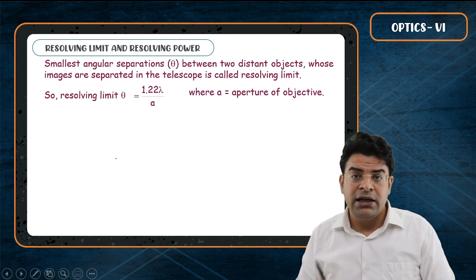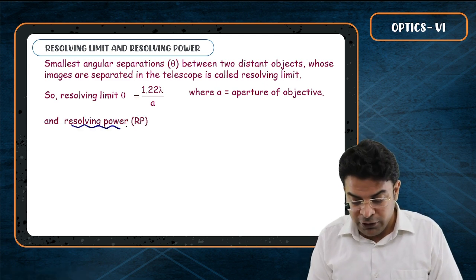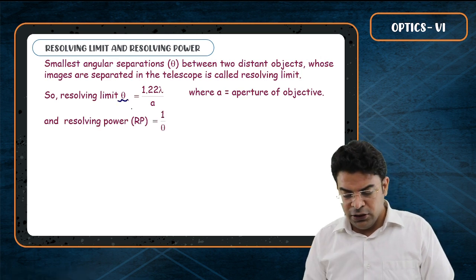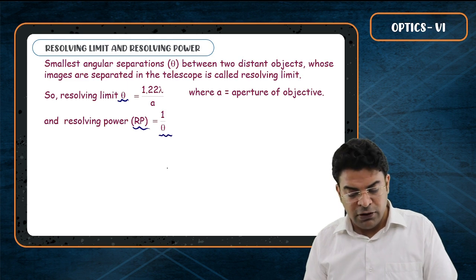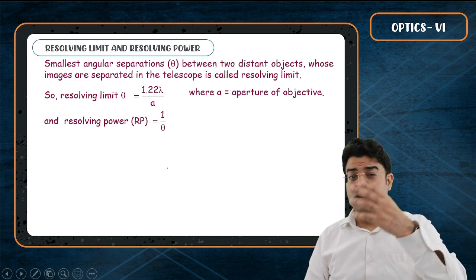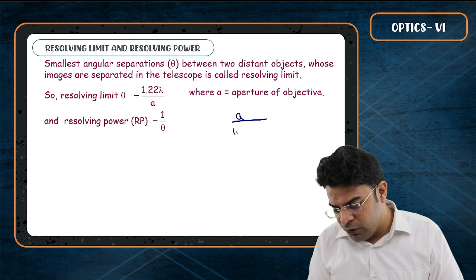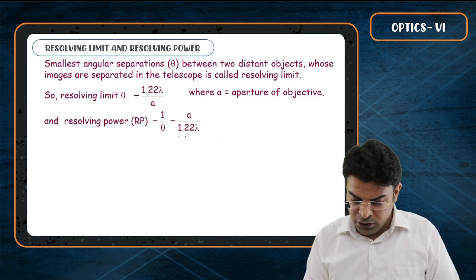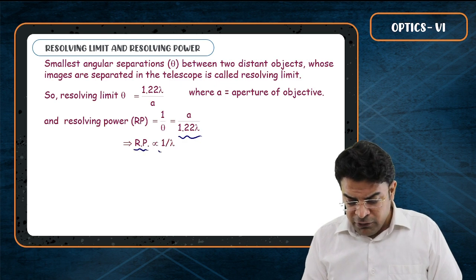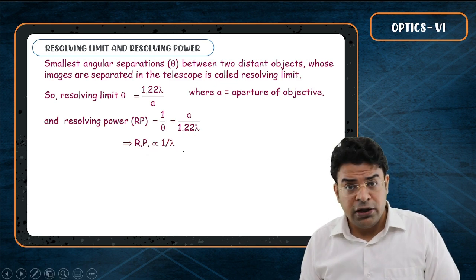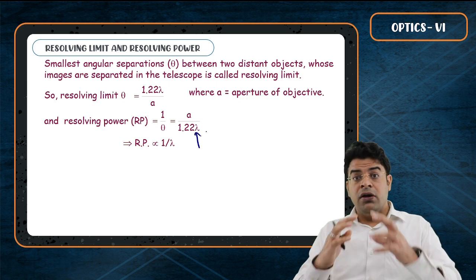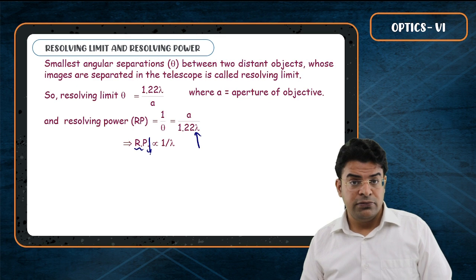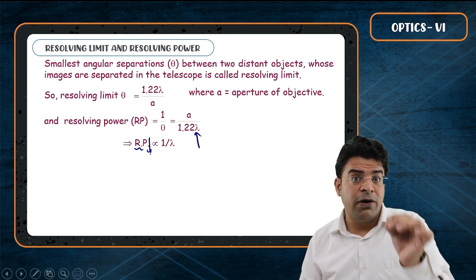So we say there is a quantity called resolving power, and resolving power is nothing but the reciprocal of theta. So resolving power is nothing but 1 by theta. If you need to remember the formula of resolving power, that will be a upon 1.22 lambda. Next bachcho, resolving power is inversely proportional to lambda. So if you use light of higher wavelength, the resolving power will decrease. So red will have lesser resolving power than violet.